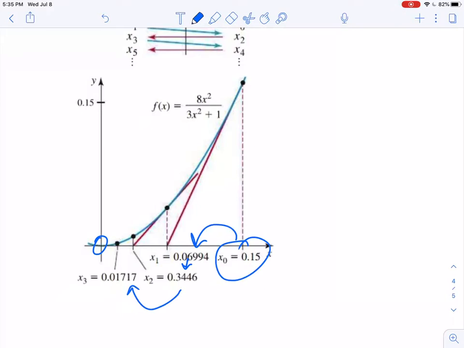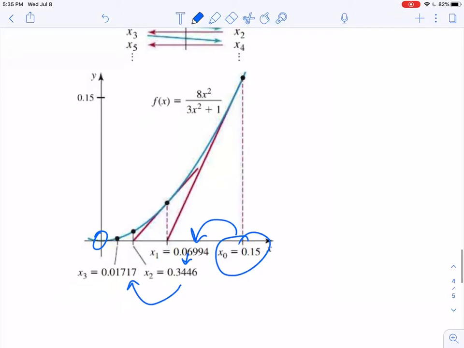So this isn't necessarily a huge problem for us, but this just means we're going to have to do Newton's method a lot of times before we get anywhere close to finding that root.